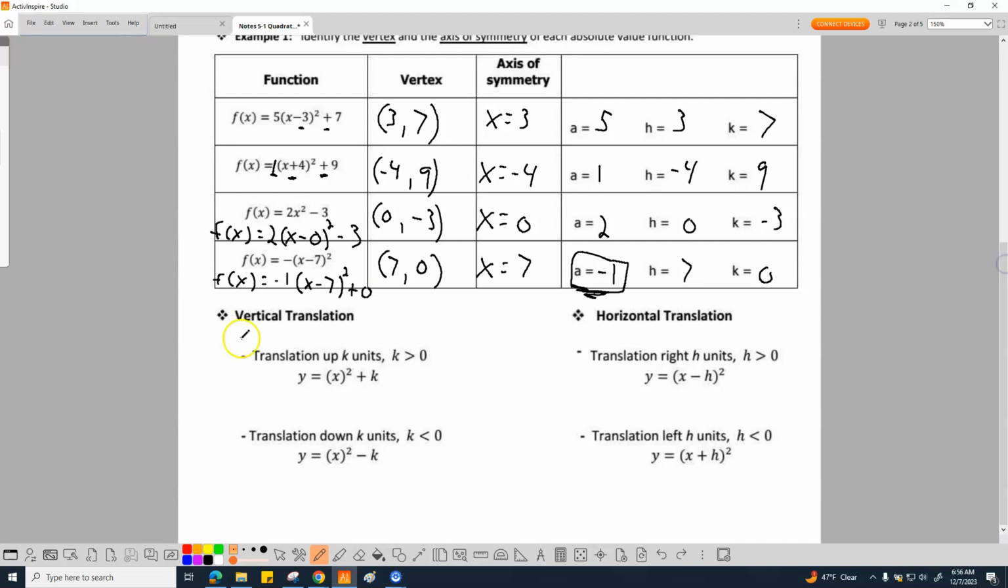All right, picking back up where we left off. This is just more notes. It's talking about vertical translation. Vertical means up and down, and it's essentially this K. This K right here, if it's a positive one, it's moving up. If it's a negative one, it's moving down.